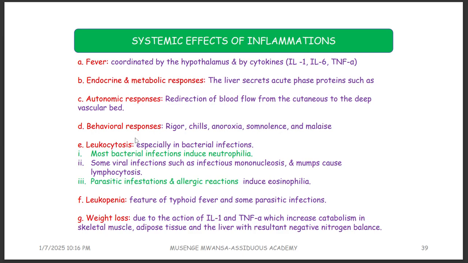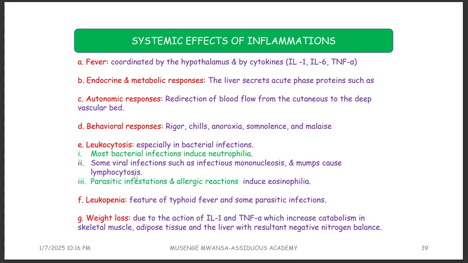Leukocytosis can also happen. Leukocytosis is the increase of white blood cells. Most bacterial infections will induce neutrophilia. Neutrophilia is an increase in neutrophils. Some viral infections, like infectious mononucleosis and mumps, can cause lymphocytosis, the increase of lymphocytes. So take note, leukocytosis is the increase in leukocytes, white blood cells, but white blood cells are many types. If you have increased neutrophils, you call it neutrophilia. An increase in lymphocytes like B cells and T cells, we call lymphocytosis.